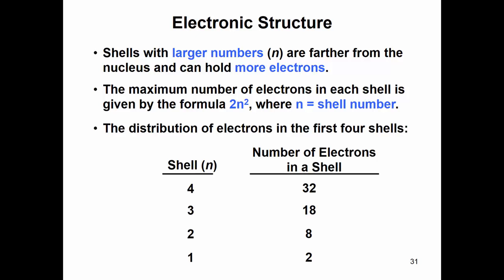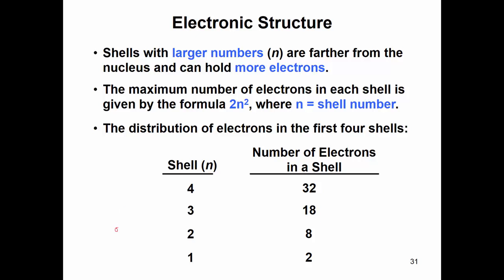All right. Shells with larger numbers, just like we saw, are further away from the nucleus, and they can hold more electrons. So the maximum number of electrons in each shell is given by the formula 2 times n squared, where n is the shell number. Okay, so this makes sense.